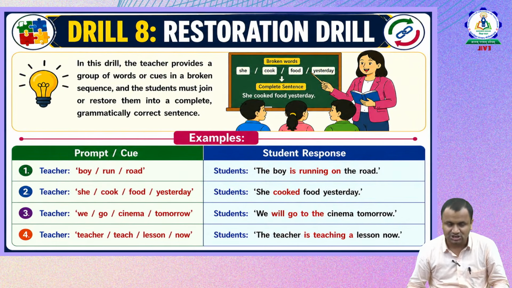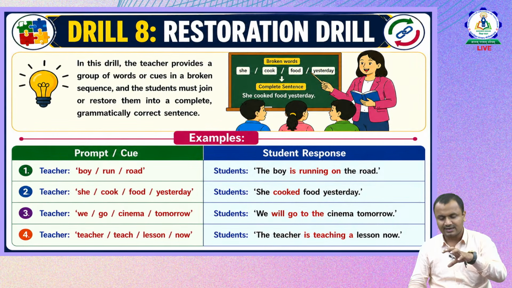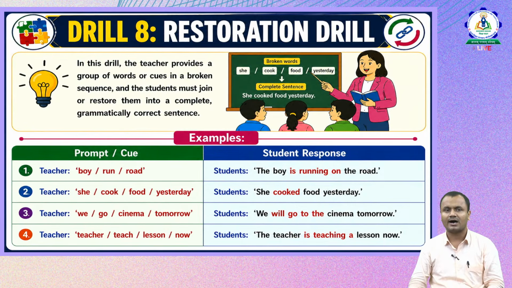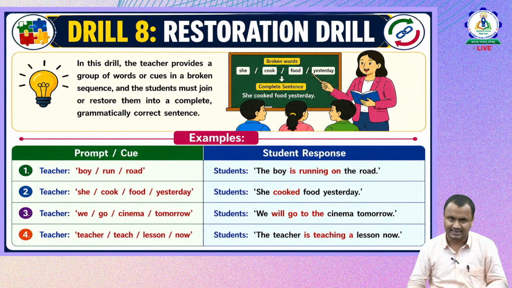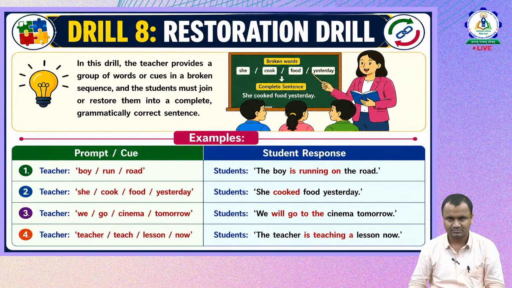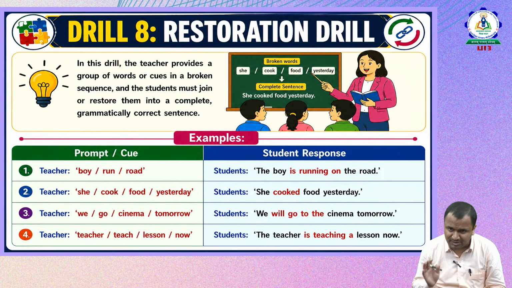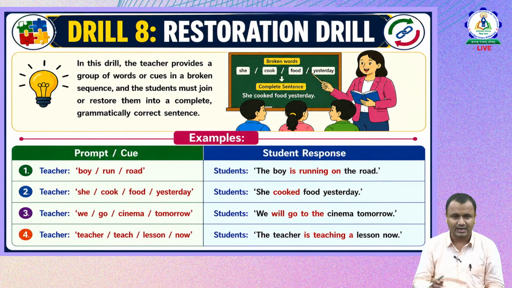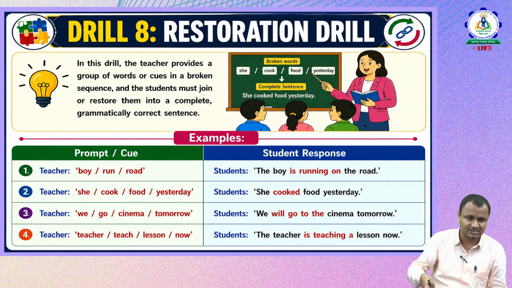Now the restoration drill. Restoration means restore the broken words, restore the unstructured things into a structured sentence, a grammatically correct sentence. For example, the teacher gives the broken words or the segregated elements of the sentence. Let's say, boy, ran, and road. Now the student has to form a sentence, the boy is running on the road, or whatever sentence can probably be made by using these three words.